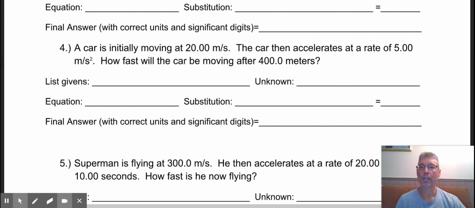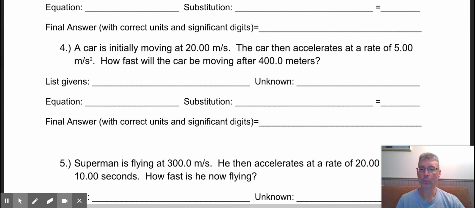Number 4, initially moving at, so there's your vi. You accelerate, and the question is how fast will it be moving? So you're looking for the final velocity, and they give you d. At first, they'll be very confusing. I will show you other charts to help you solve these, but basically there's four givens and unknowns. You'll know three of them, and you're going to solve for the fourth.